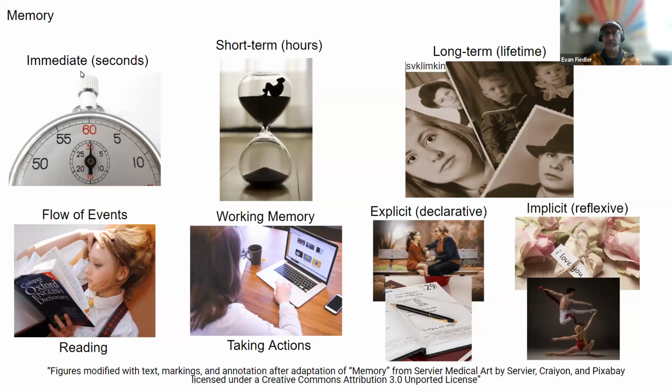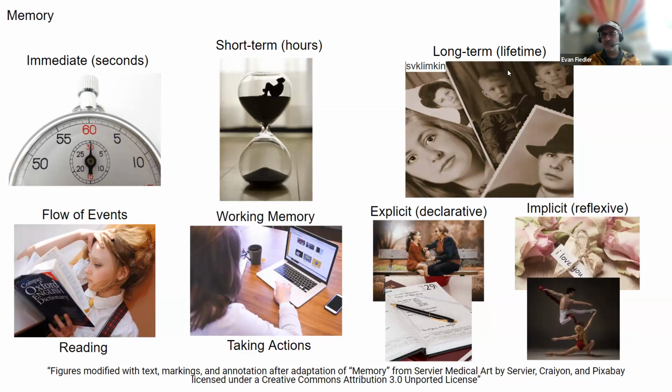So immediate memory is information that we want to recall that we've just been exposed to a few seconds ago. And it's great for interpreting a flow of events, and reading is a classic application. Short-term memory, we want to recall information over several hours. And that's also called working memory. We use it at work, right? What you've been exposed to at work in the morning, you want to be able to remember in the afternoon. And it's great for taking actions.